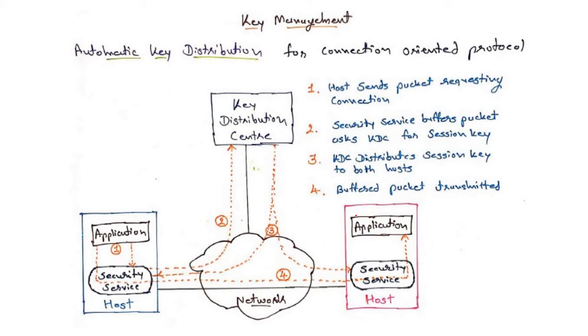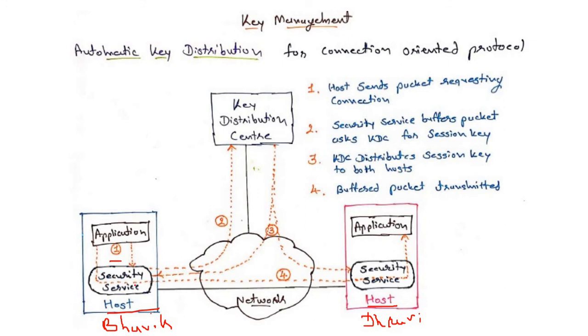Now, one more case, that is automatic key distribution. In terms of automatic key distribution, suppose we are communicating over a network. So what happens in the network? In the network, two hosts are communicating. Consider again there is Bhavik and Dhruvi, two hosts which are communicating with one another. So the first step: the host sends a packet requesting connection. That is the first step. Get it?